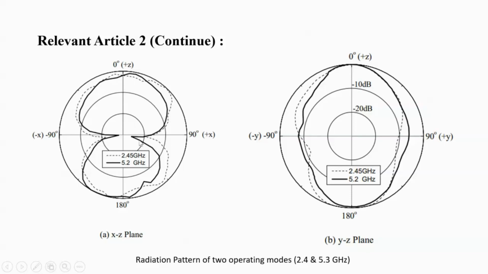As we can see, the shape here is almost similar to each other, but the size is slightly different. But the radiation pattern here, we can see there are two main lobes. Okay, and the YZ plane, which is the top view or the vertical side, you can see here the radiation pattern for both bands has an almost similar shape.